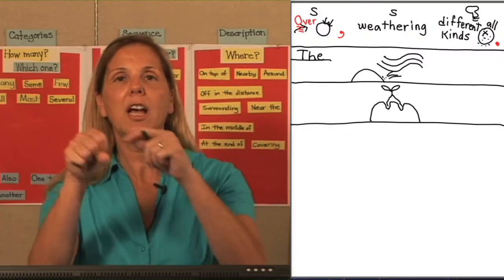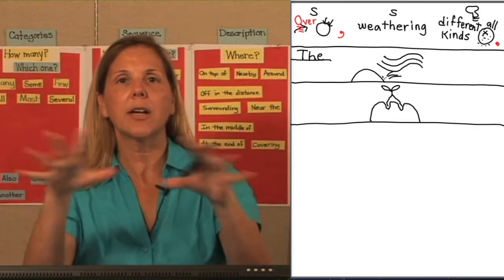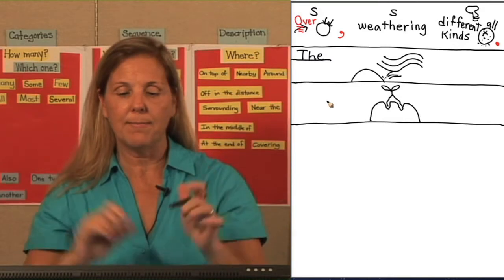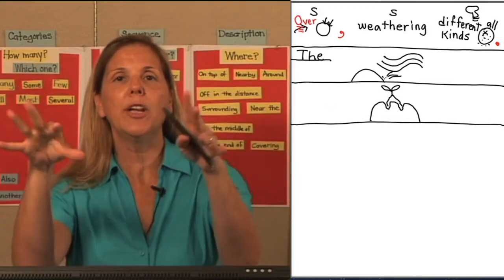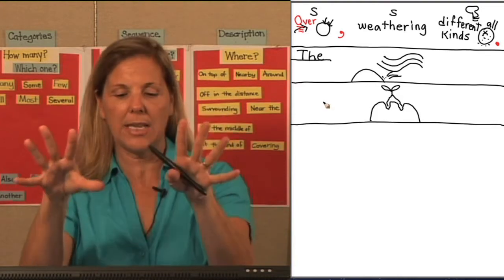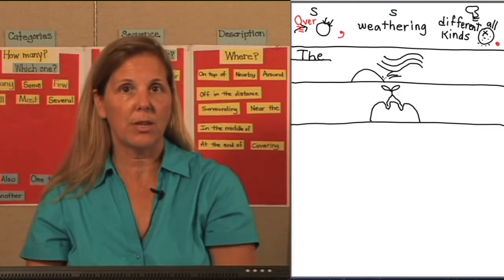Ready? Over time, on the planet Earth, different kinds of weathering make all types of rocks change or disintegrate. The wind pounds on rocks, blowing away tiny grains of sand. Who or what are we talking about here? The roots of a plant.